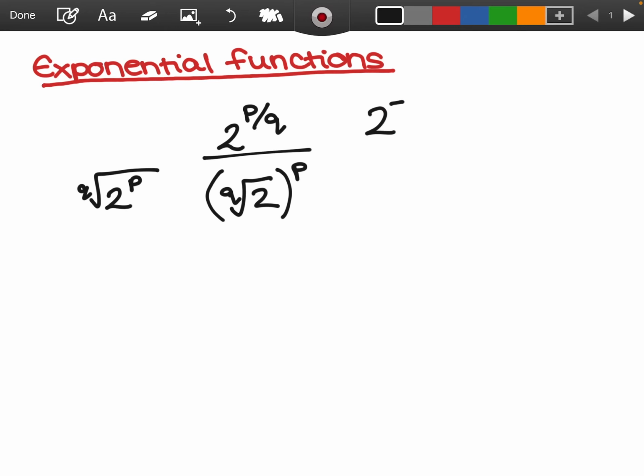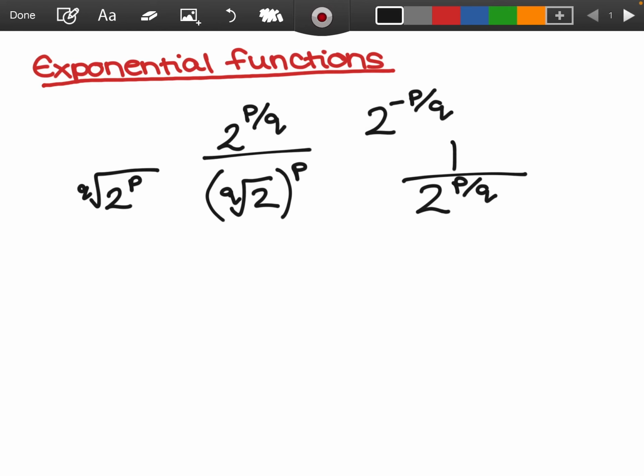The other thing that we have to be aware of is if p is negative. If p is negative, so it's really 2 to the power negative p over q, then of course that's the same thing as saying 2 to the power p over q and then doing 1 divided by that amount. So there's different ways that we are evaluating this.